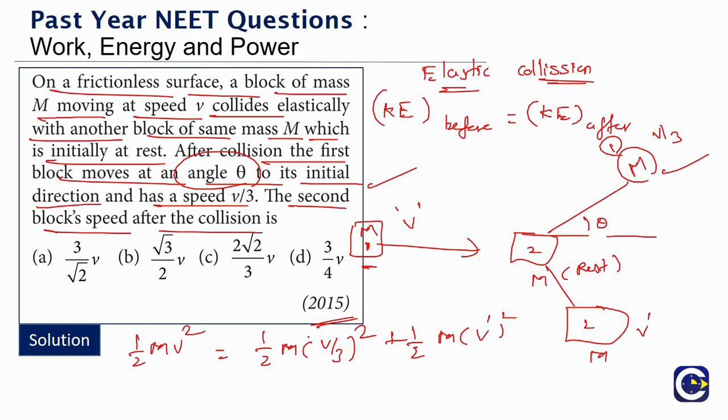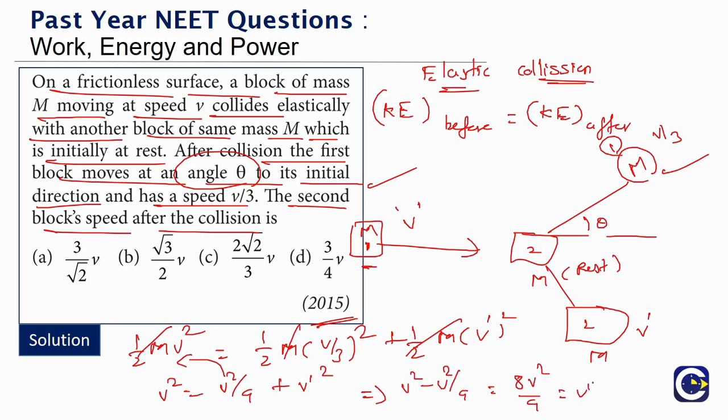So look at this, we can cancel half m on both sides. We'll have v square is equal to v square by 9 plus v dash square. V square by 9 will go to the LHS. V square minus v square by 9, that is 8 v square by 9, that is v dash square. We'll take a root on both sides, means what we'll get? V dash value will be equal to 2 root 2 v by 3, which is our option C.